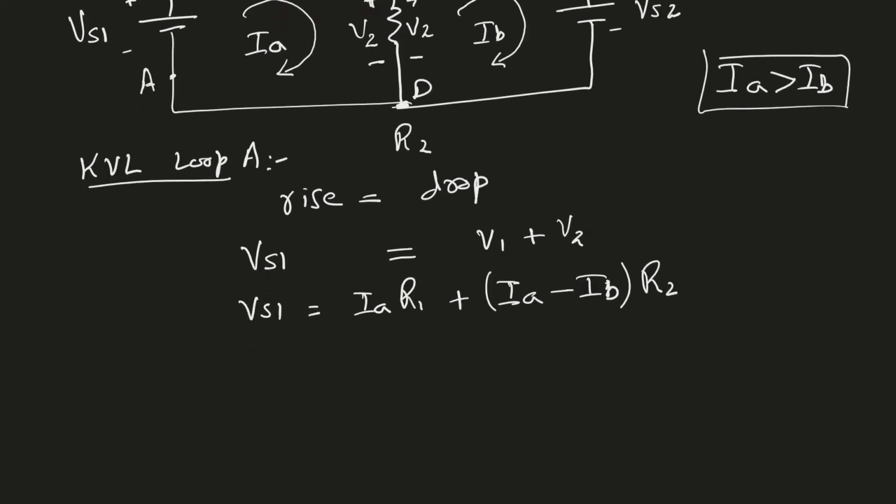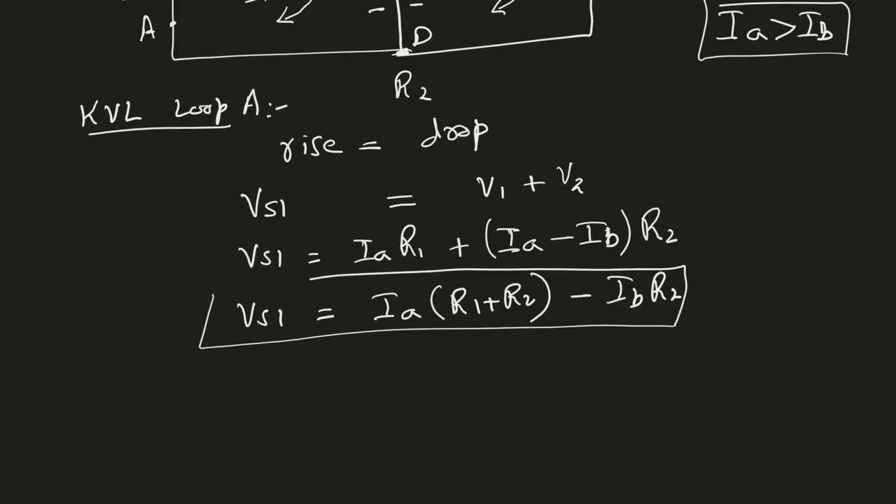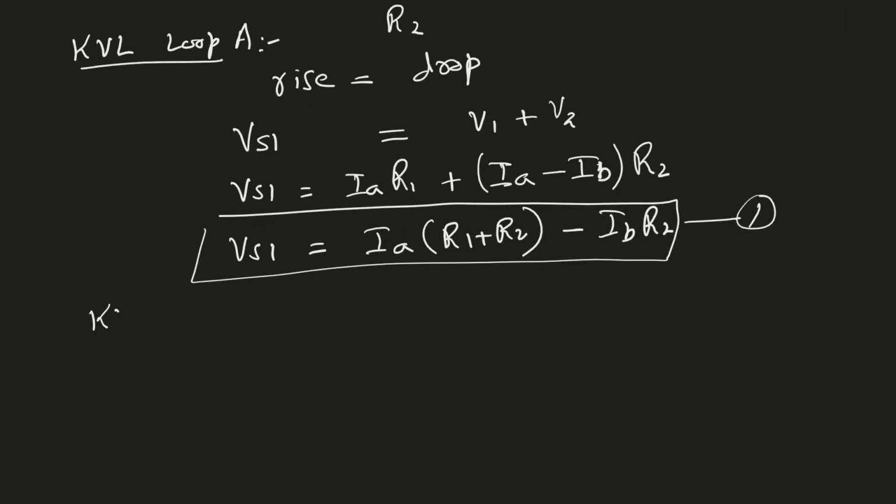So far, we have the same equation as equation 1, because for loop 1 we had the same assumption before. So VS1 is now IA times R1 plus R2, and minus IB times R2. And this is the same equation as we have above. So this is my equation 1 as before. Now let's look at loop 2, KVL in loop B.